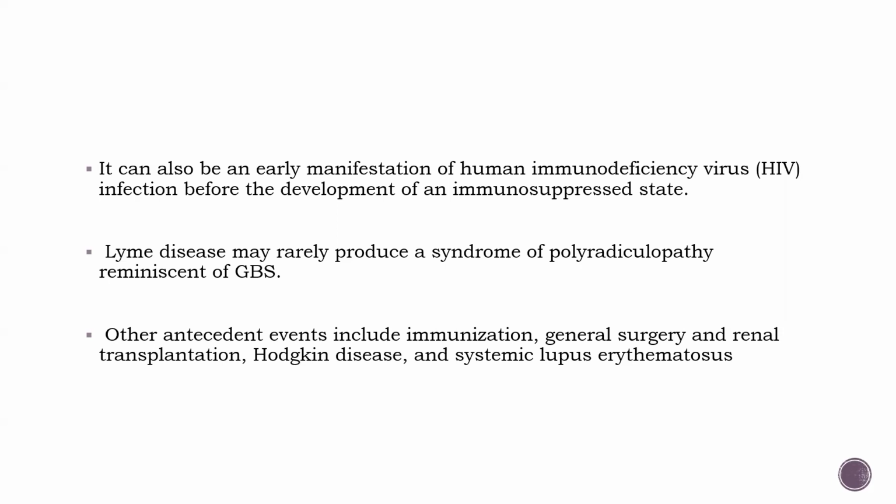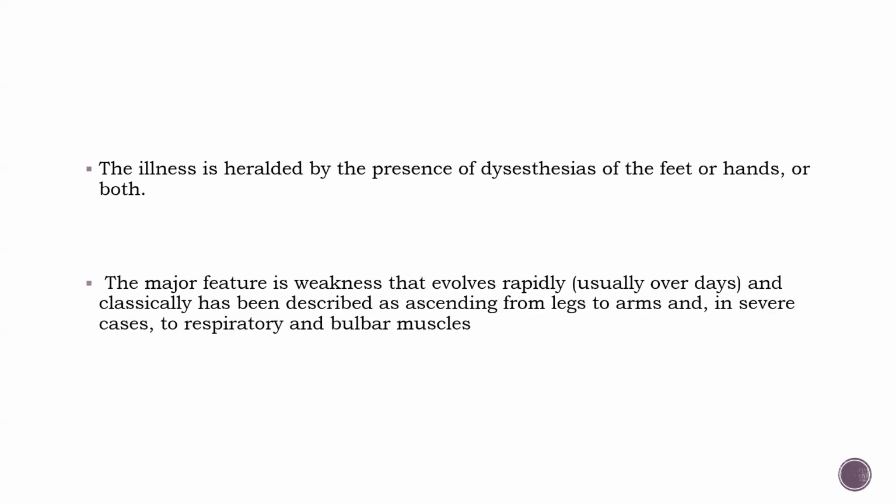Lyme disease may rarely produce a syndrome of polyradiculopathy, reminiscent of GBS. Other antecedent events include immunization, general surgery, renal transplantation, Hodgkin disease, and systemic lupus erythematosus. The illness is heralded by the presence of dysesthesias of the feet or hands or both.